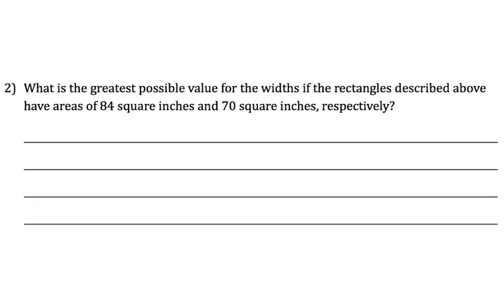Here's another real-world type problem. What is the greatest possible value for the widths if the rectangles described above have areas of 84 square inches and 70 square inches, respectively? And just to mix it up, we'll do this one a different way. We'll do it by finding the prime factorization of both numbers.